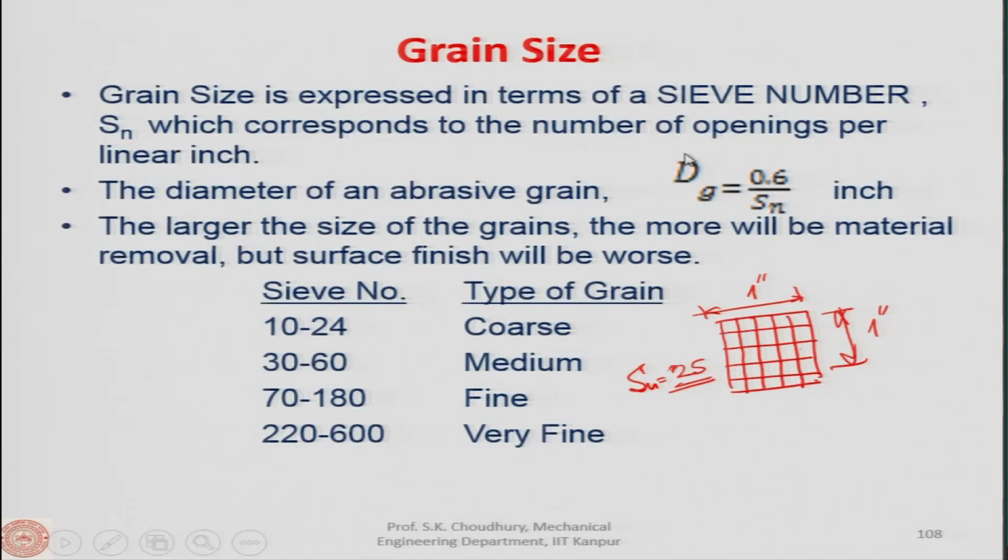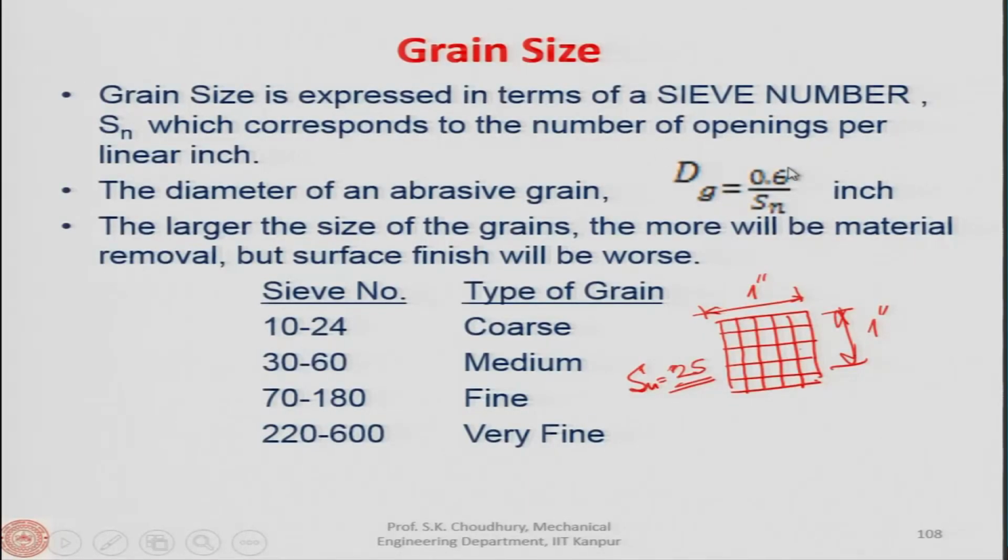when we are defining the diameter of a grain, because the diameter of a grain, that means a sand, is very small, right? And this is a mean diameter, because it is not really a round shape to say that this is the diameter actually. It can be of different shapes and we take the mean diameter. The diameter of the abrasive grain, therefore, you will find out from 0.6 by Sn, and Sn will be given.